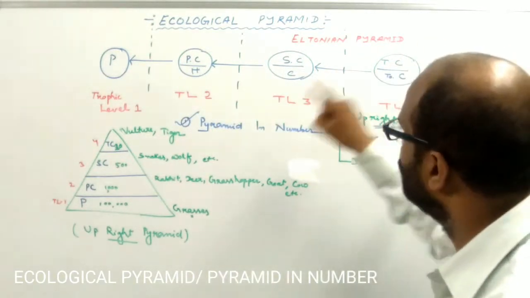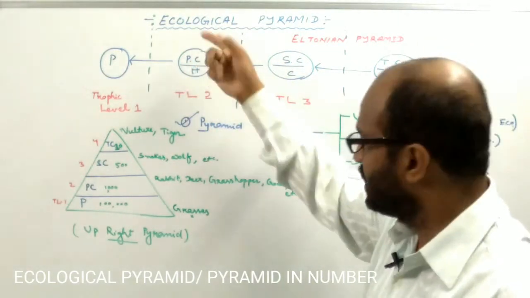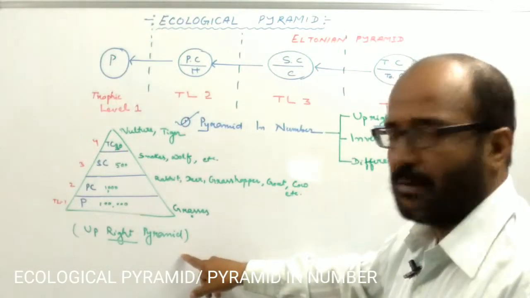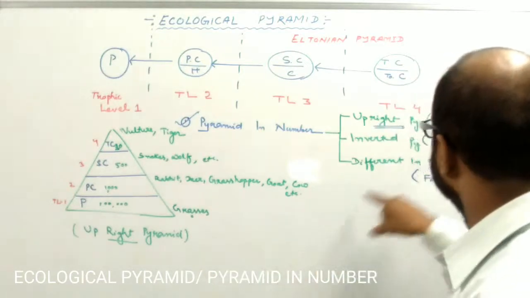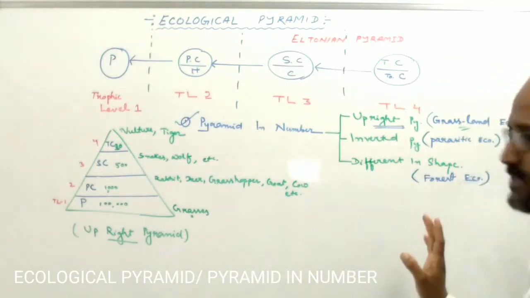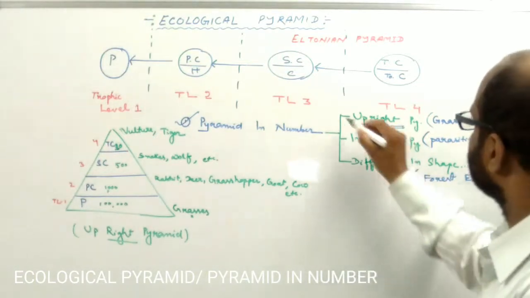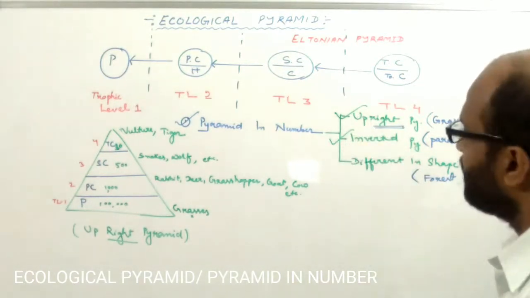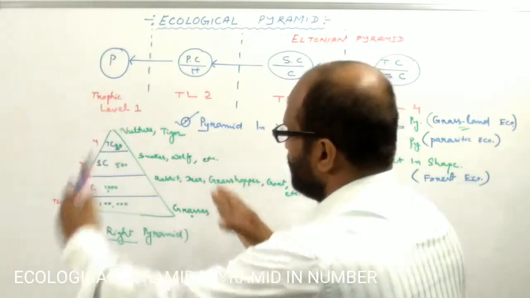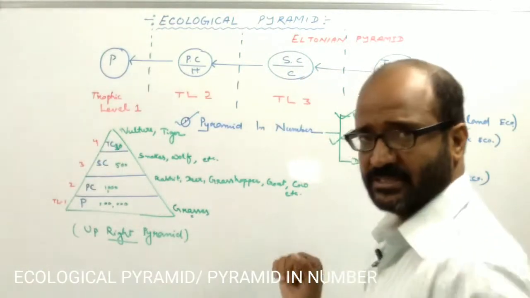trophic levels of the food chain or the ecosystem is known as the pyramid of numbers, and it is upright. That's why it is known as the upright pyramid. Now come to the inverted pyramid. So there is the gradual reduction of the numbers.